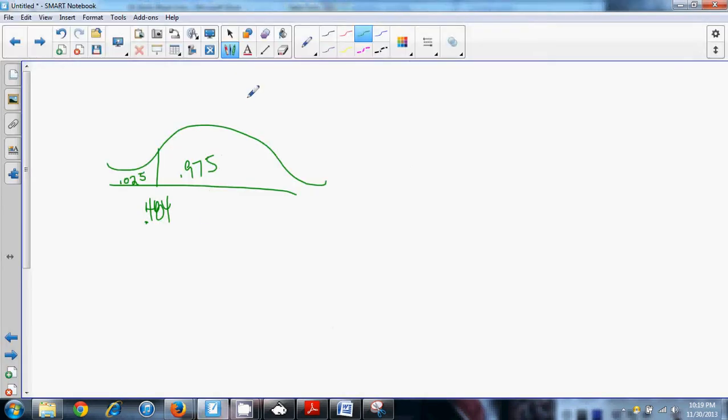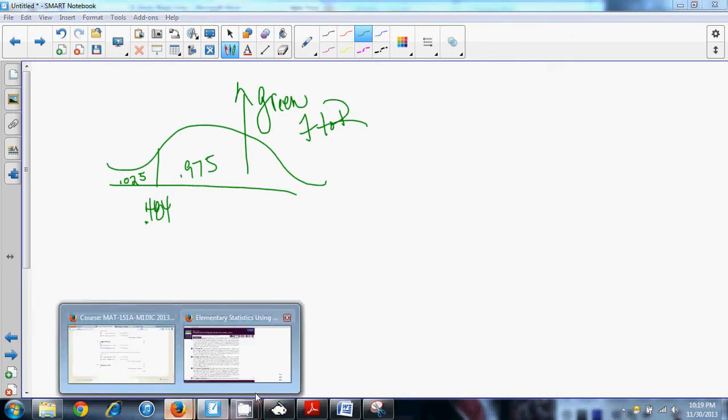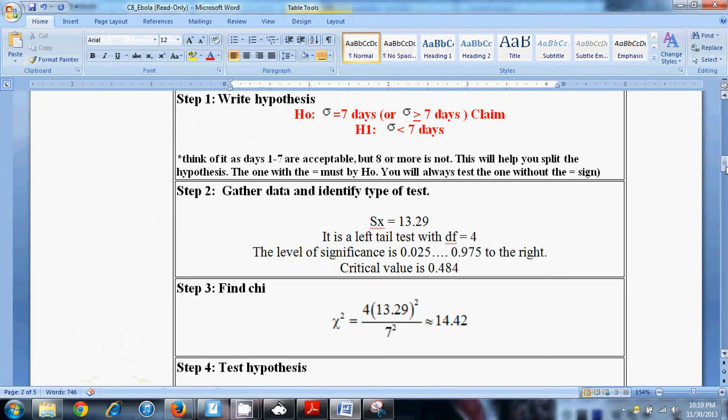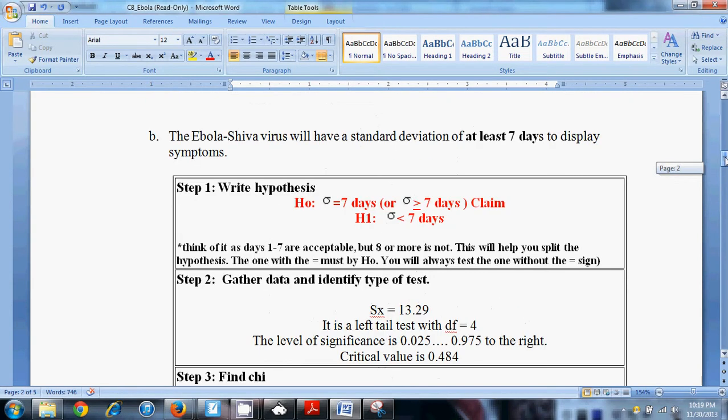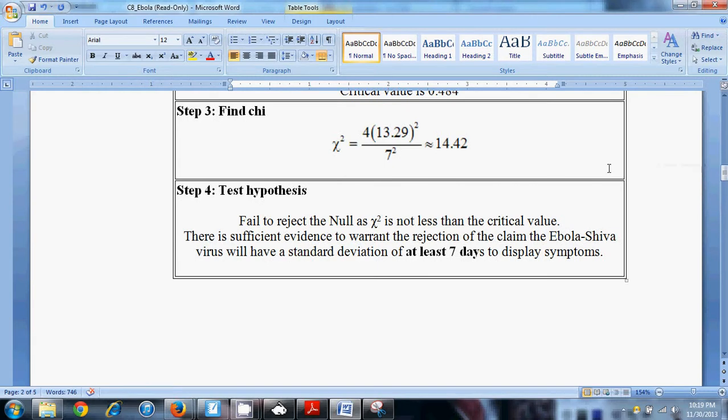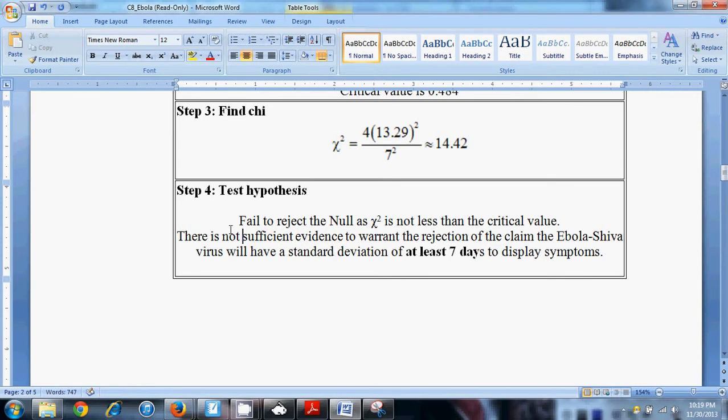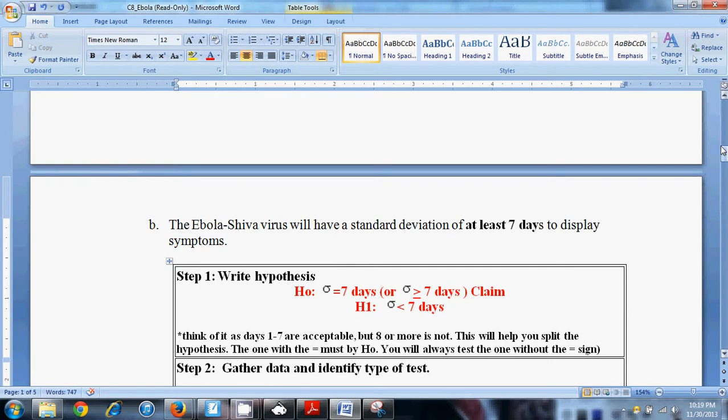So I am way out here, which means I'm in the green zone. So I failed to reject. That's good news for me. I failed to reject because it wasn't less than the critical value, so there is not sufficient evidence to warrant the rejection of the claim. I had changed this around a little bit. So it will be at least 7 days. So I was right again.